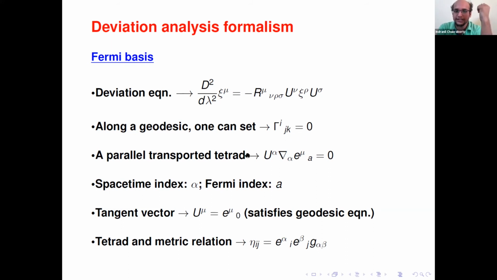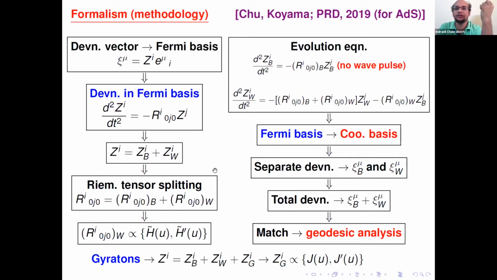You construct a parallel transported tetrad like this, where the Greek letters denote the space-time index, the Latin denotes the Fermi index, and this e mu zero is the tangent vector, which satisfies the geodesic equation. And this tetrad and metric are related like this, where g is the metric tensor, and eta is the Minkowski metric.